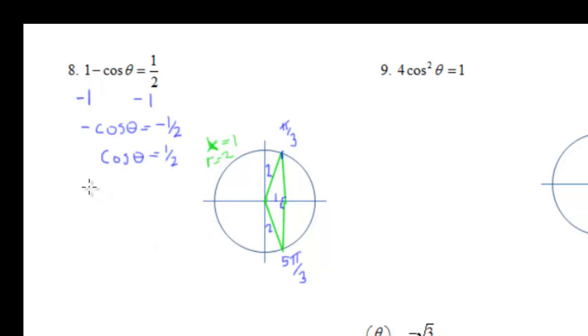And then you just need all of the solutions. So two of the solutions are pi over 3 and 5 pi over 3. And then the rest of them are plus 2 pi k, where k is any integer.